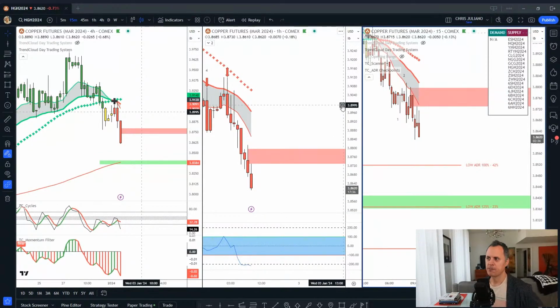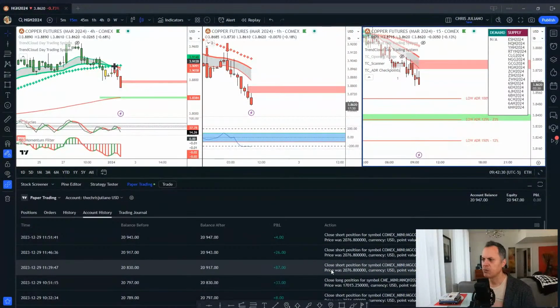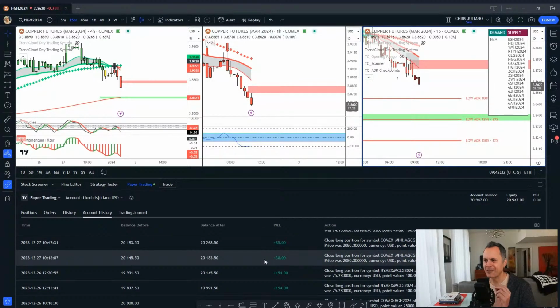Get your trading system, and what you want to do is get into the simulator, and you really want to treat this as if it is a live account. Treat it as if it is a live account, okay?